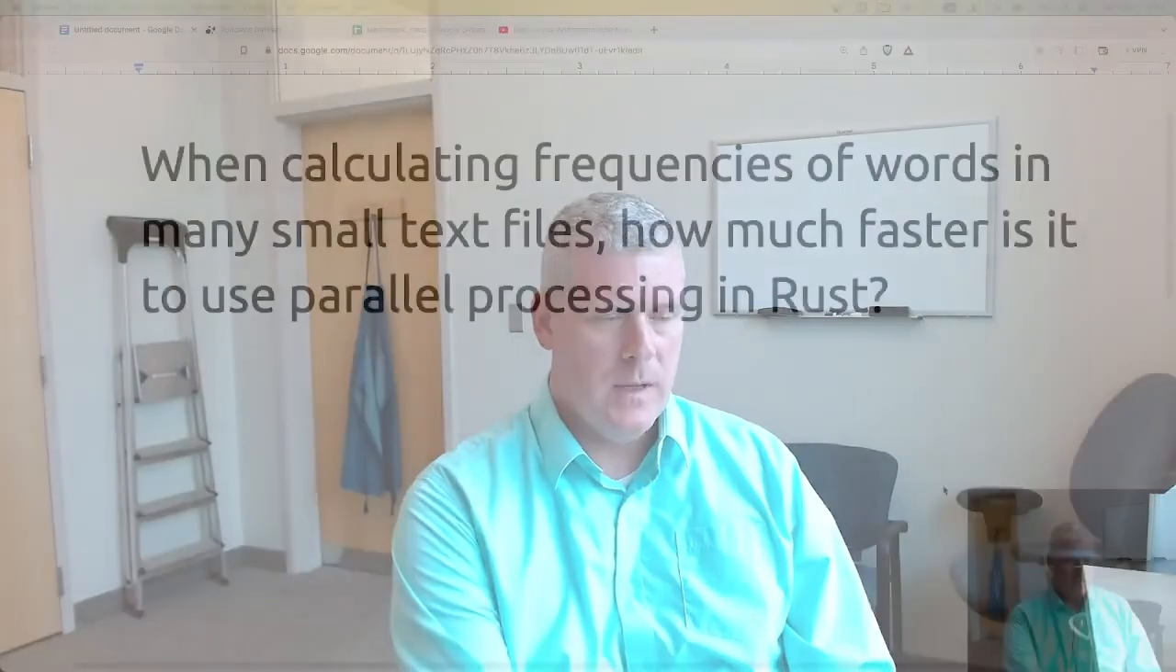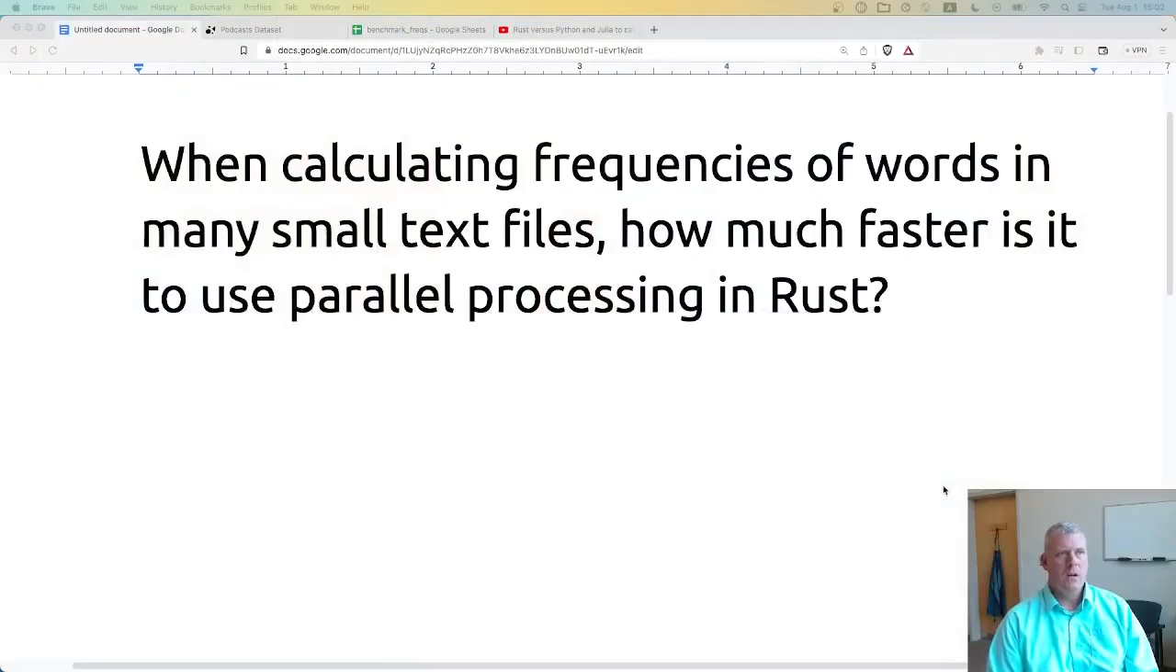In this episode, I'd like to answer this question. When calculating frequencies of words in many small text files, how much faster is it to use parallel processing in Rust? We assume it will be faster. The question is, how much faster will it be?